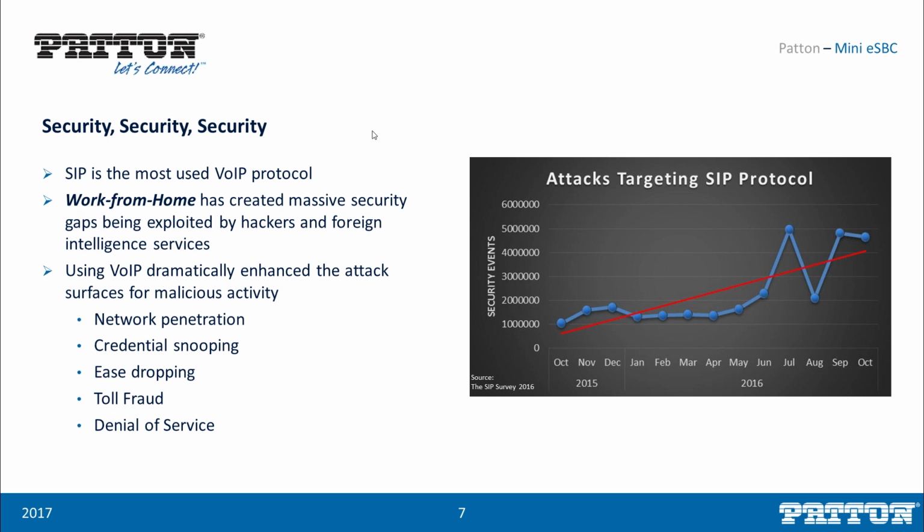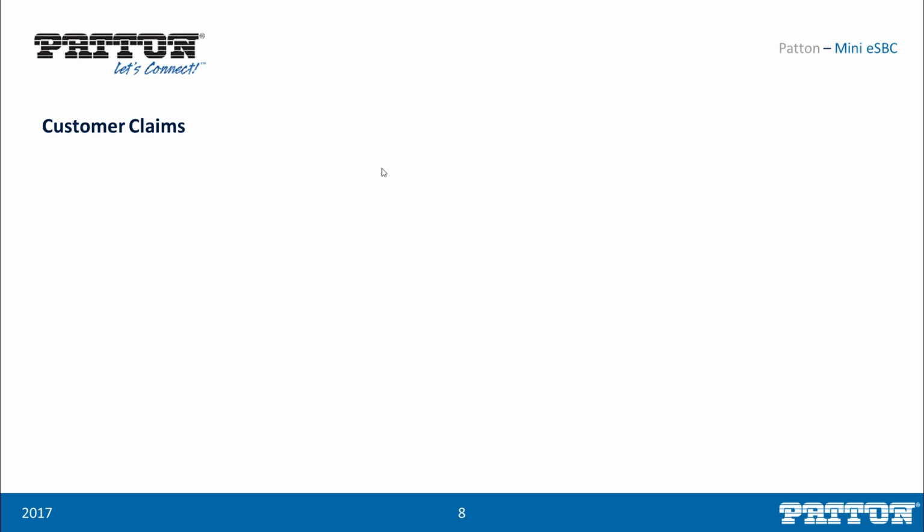And we've all known for already a long time that SIP is the most used VoIP protocol, and attacks against or using the SIP protocol have really been on the increase and pretty dramatically. And the VoIP itself, I mean, just the fact that we're doing VoIP now, whereas before we were using the public switched telephone network, itself means that the attack surface area that is available to hackers is much wider than it was before. And so what's going on is that these nefarious individuals are doing network penetration, they're doing credential snooping, they're eavesdropping on telephone calls, they're conducting toll fraud, and if not doing denial of service attacks, they're laying the groundwork for future denial of service attacks.